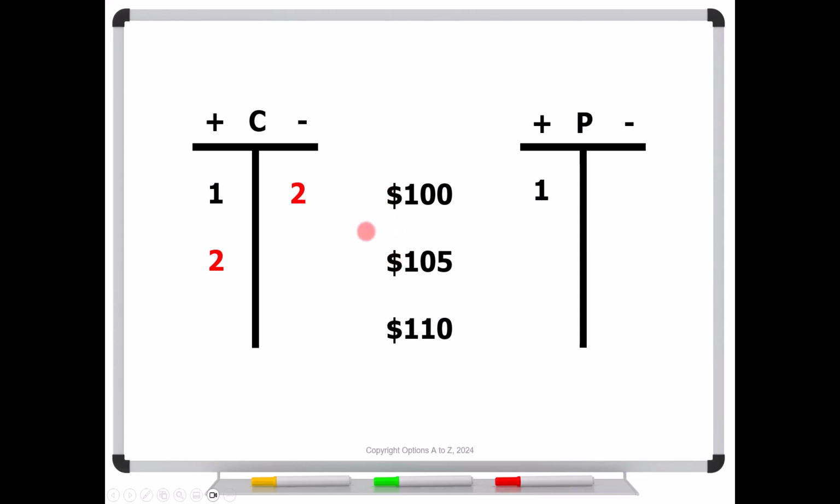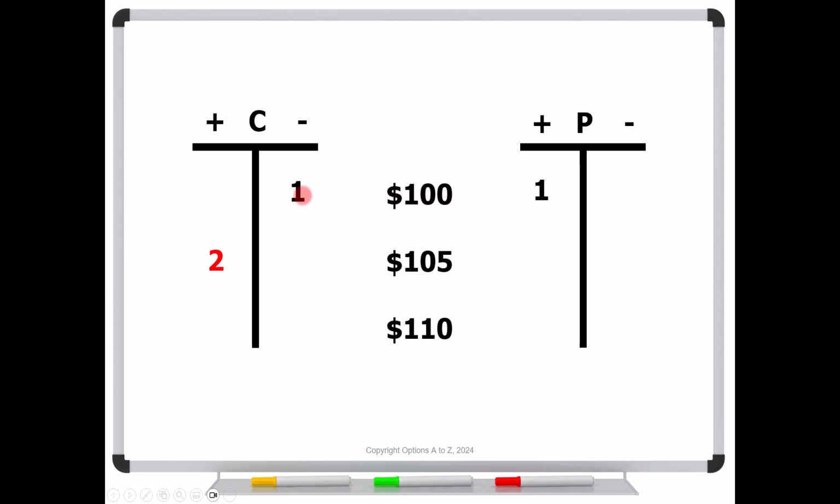But notice what happens when I put this trade on. These get a cancellation here. I'm long 1 and short 2, so on a net basis I'm actually short 1 of the 100 calls, and I'm long 2 of the 105s. So what have we got right here?